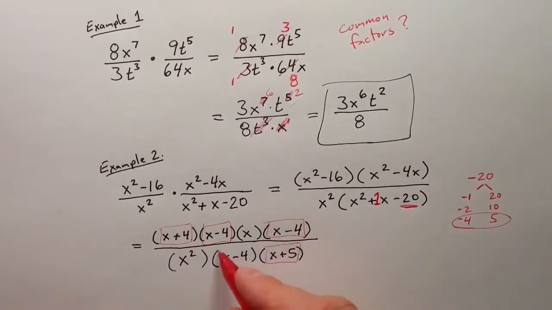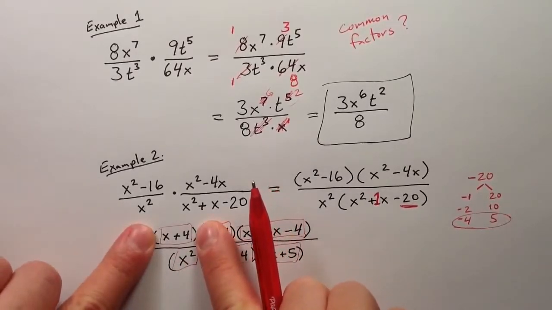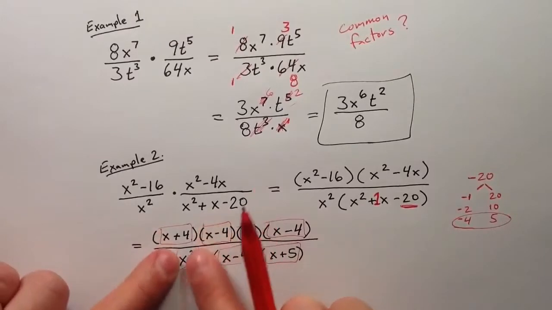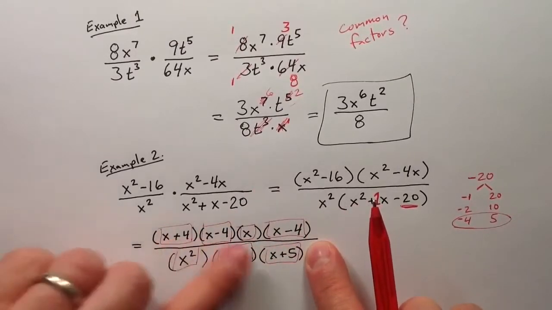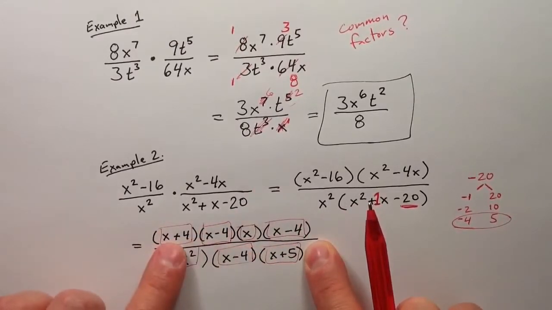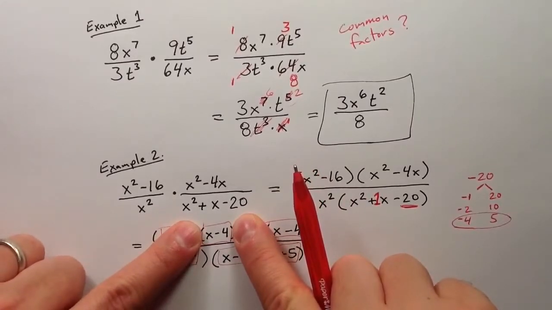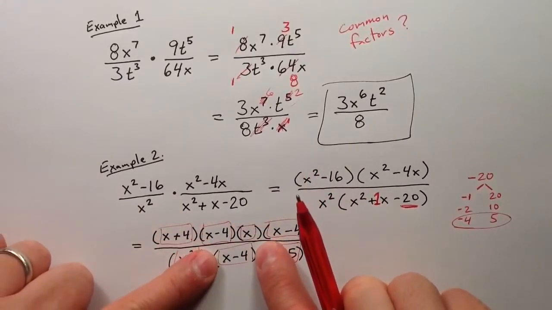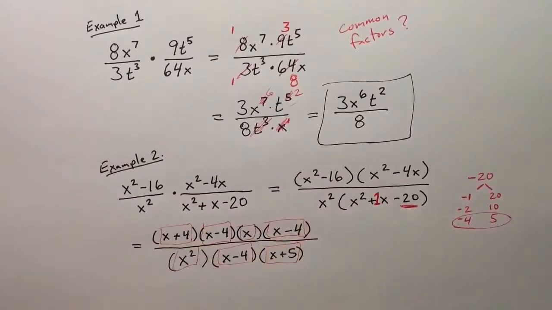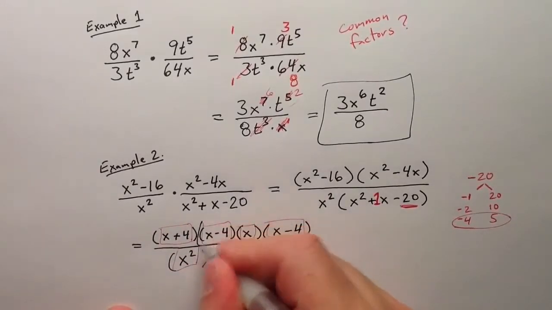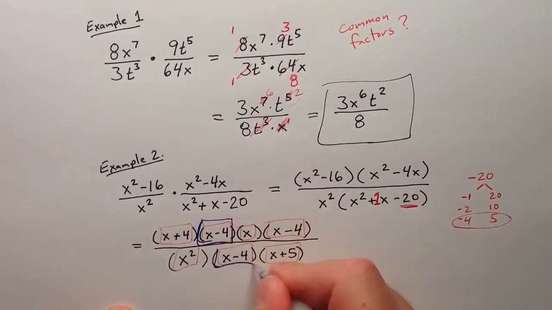And so looking at the things in parentheses, even the x, I want to think, is there anything that's common? So if I take this whole x plus 4 together, is there anything that's the same in the denominator? Well, there's an x plus 5, but there's nothing that's exactly the same as x plus 4. So that doesn't have a common factor. However, there's an x minus 4 up top and also an x minus 4 in the denominator. So those are common factors.